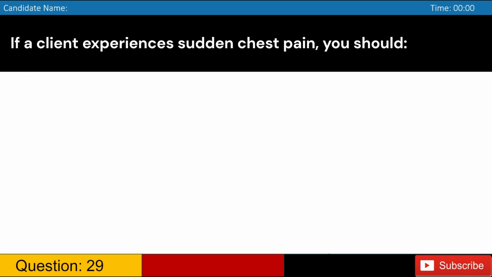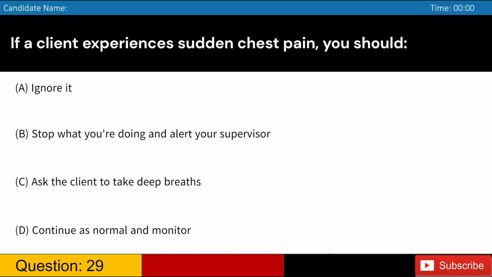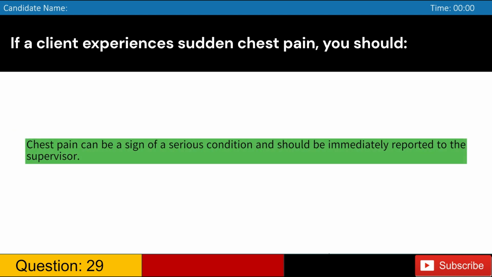If a client experiences sudden chest pain, you should A. Ignore it. B. Stop what you're doing and alert your supervisor. C. Ask the client to take deep breaths. D. Continue as normal and monitor. Answer B. Chest pain can be a sign of a serious condition and should be immediately reported to the supervisor.